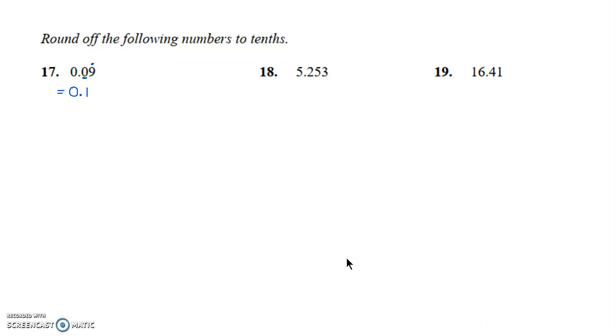Number 18, tenths place is a 2. We have a 5 next door. The 5 will push the 2 up. So we're going to have 5.3, and we drop our other numbers on the right. For number 19, we're rounding to the tenths place. We have a 1 next door, not strong enough to push that 4, so we're going to have 16.4.